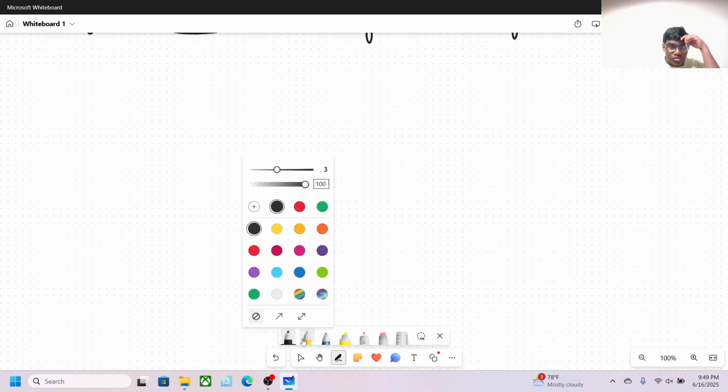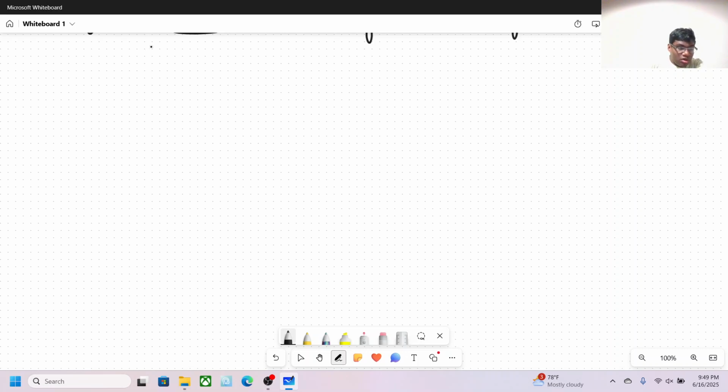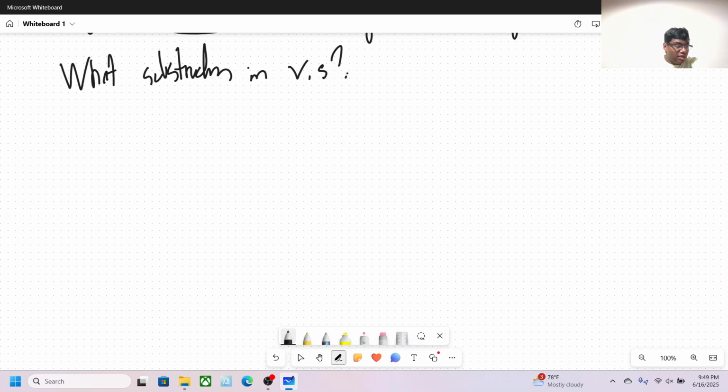And maybe an interesting question is what substructures lie inside vector spaces? So what is the natural definition? We want to have the same sort of operations. We just want to have something smaller inside. And so we're going to say, definition: subspace.